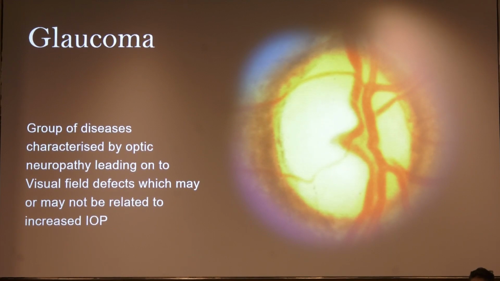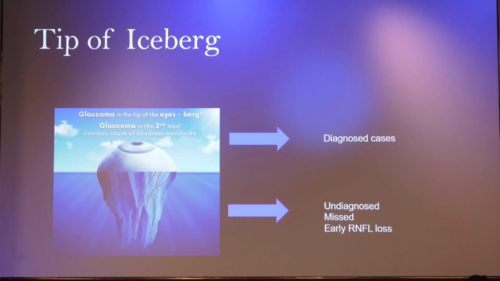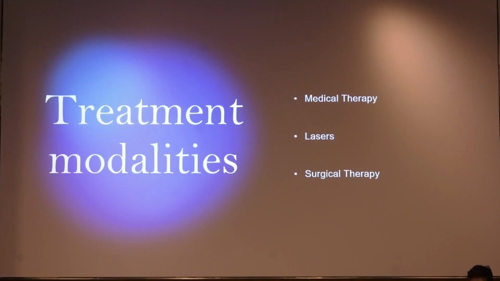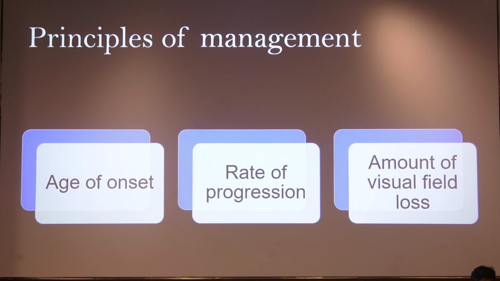So we know that glaucoma is a group of diseases characterized by optic neuropathy, leading on to visual field defects, and which may or may not be related to increased intraocular pressure. But it is just the tip of the iceberg, and diagnosed cases are much less than the undiagnosed cases. Now, the treatment options that we have available are medical therapy, lasers, and surgical therapy. Of these, the basic principles are based on three parts: the age of onset, the rate of progression, and the amount of visual field loss. These are the important parts that we should look into, and these are the things that will determine how we control the IOP later on.